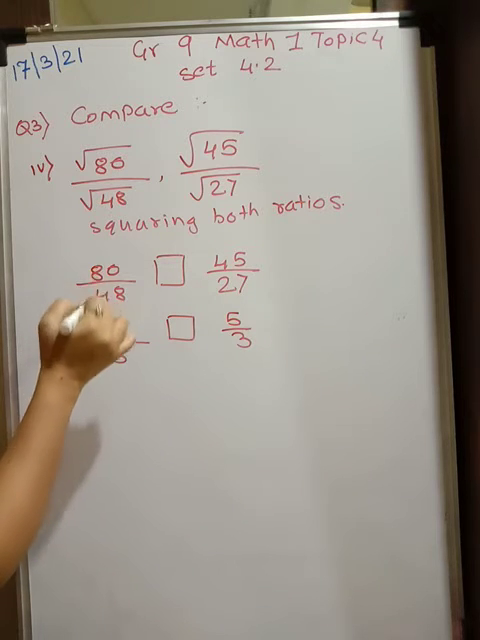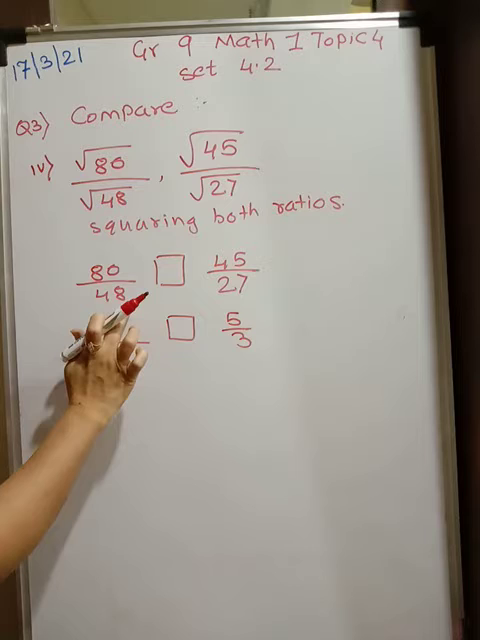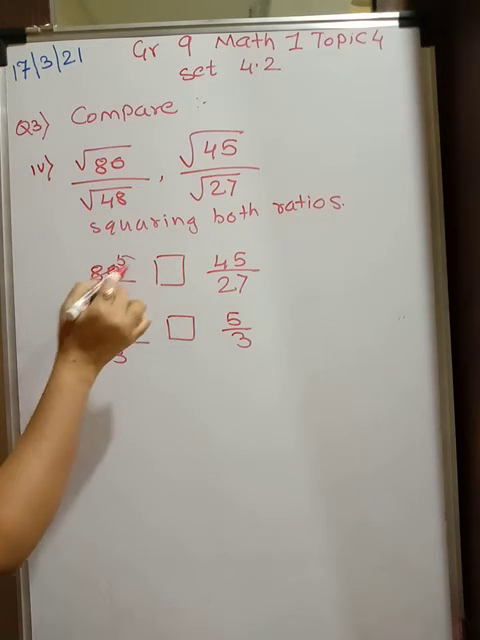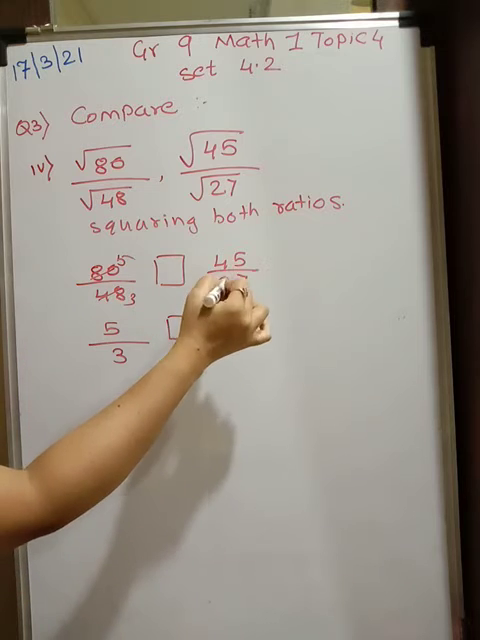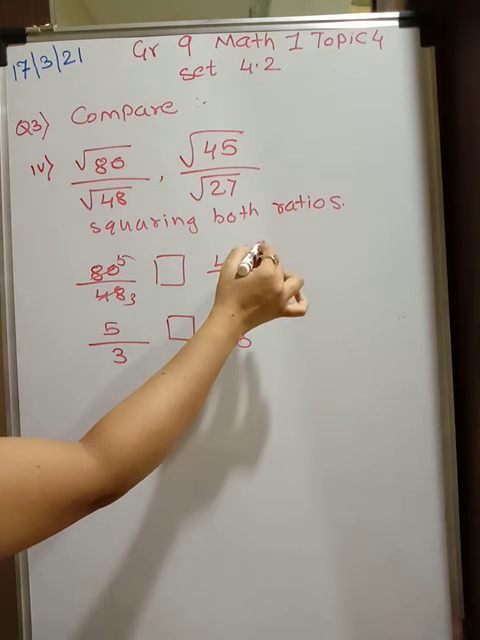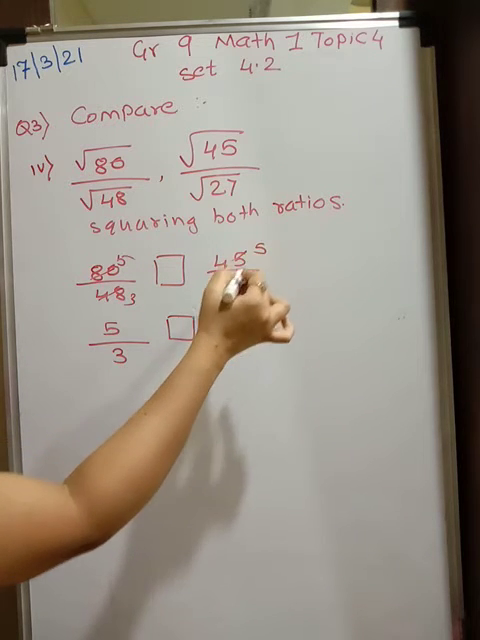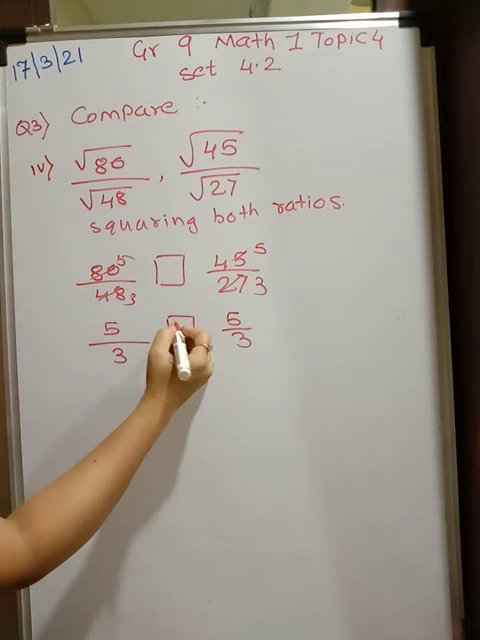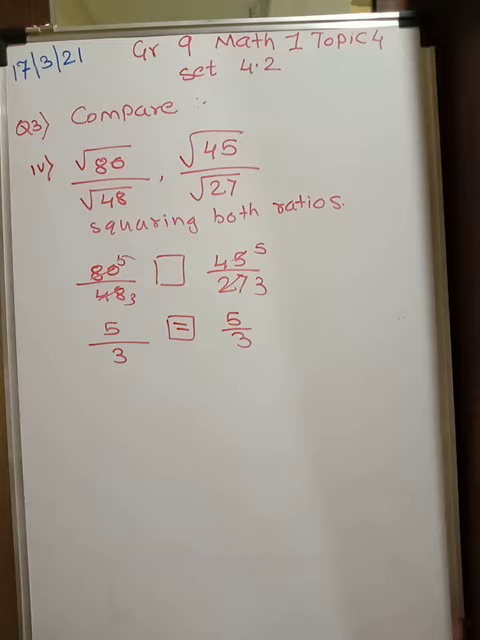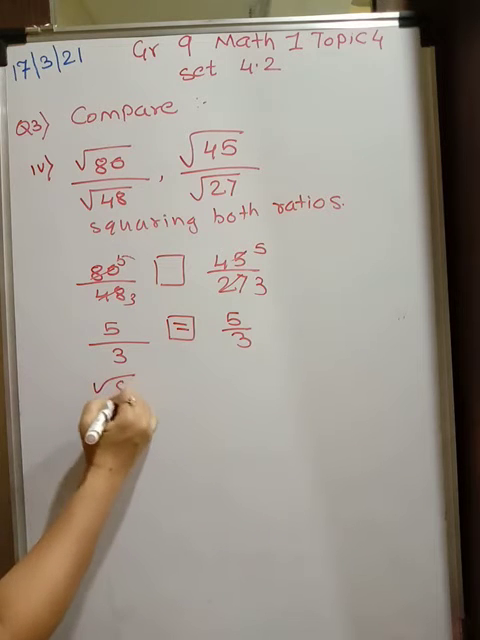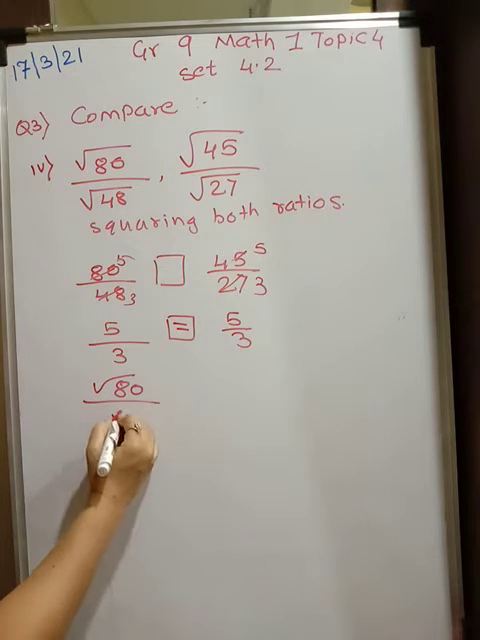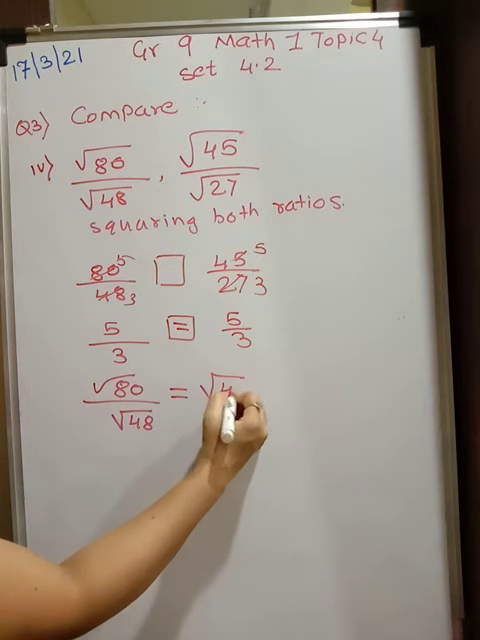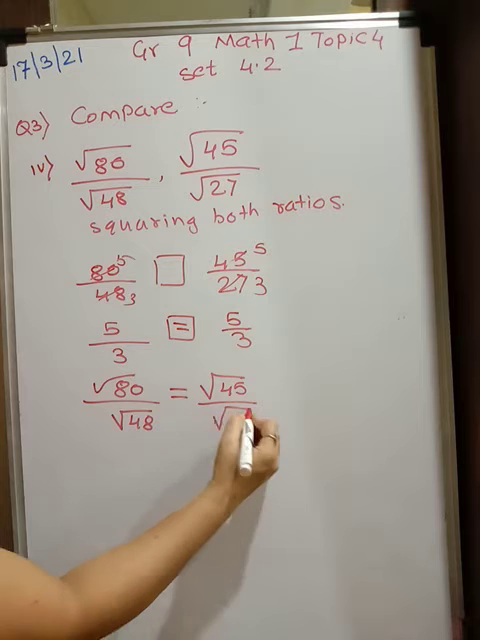Now this ratio can be divided, both numerator and denominator. I am dividing by 16. So you have 16 5s are 80 and 16 3s are 48. And this ratio I am dividing by 9. 9 5s are 45, 9 3s are 27. So I am left with 5 by 3, 5 by 3. Both are equal. Did you get it? And therefore we can write root 80 upon root 48 is equal to root 45 upon root 27.